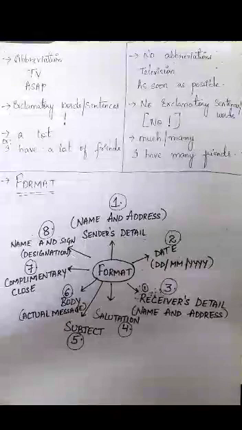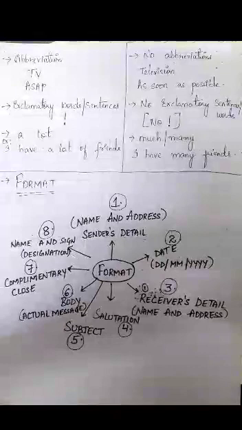Now let us see the format of the formal letter. Okay, a formal letter must have 8 things in it. That is sender's details, that is name and address of the sender. Then second is date. Then third is receiver's details. Then salutation. Then subject. Then body of the letter. Then complimentary close. Then the last is name, signature, and designation, that is the designation of the person who is writing the letter.